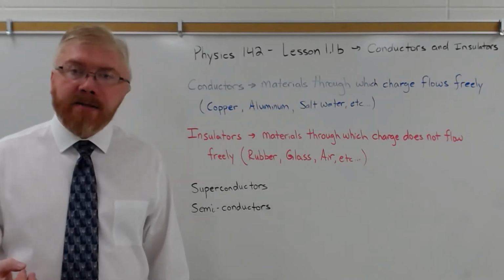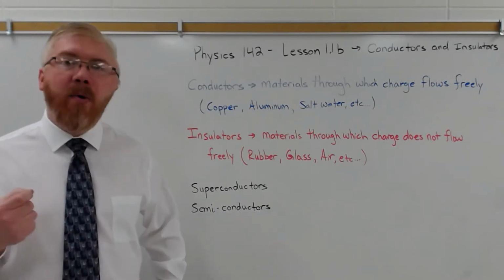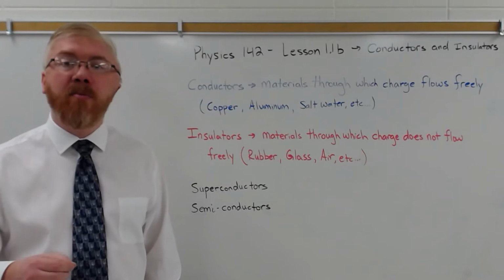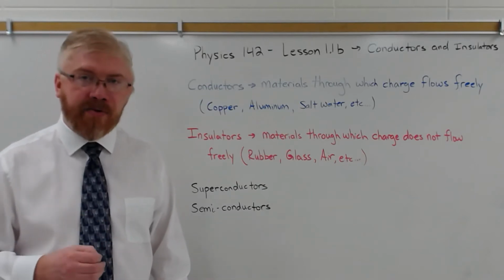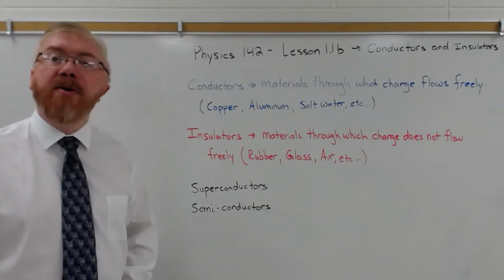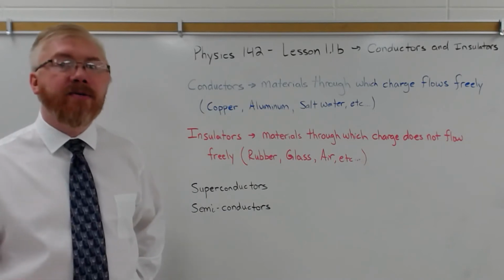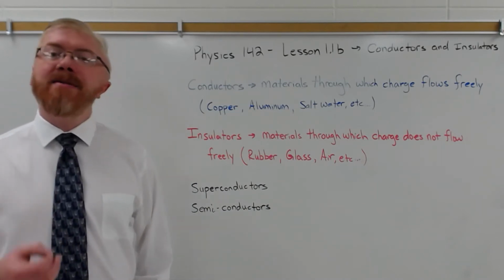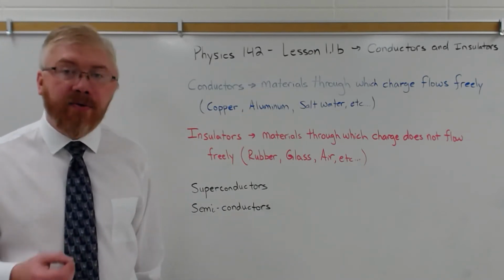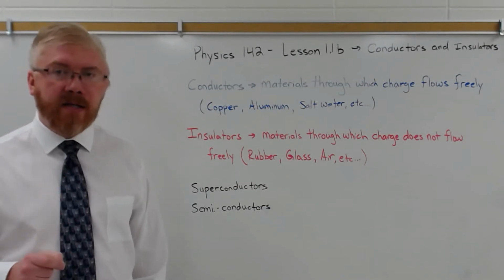All objects contain atoms. All objects contain protons and electrons. However, some objects allow those electrons to flow more freely than in other objects. So we have two different types of objects that your book introduces. The first one are objects or materials that are conductors. Conducting materials allow charge to flow freely through them, not with 0 resistance, but with very, very, very small resistance.